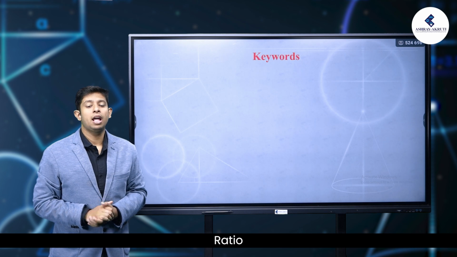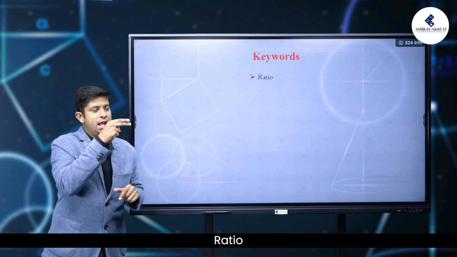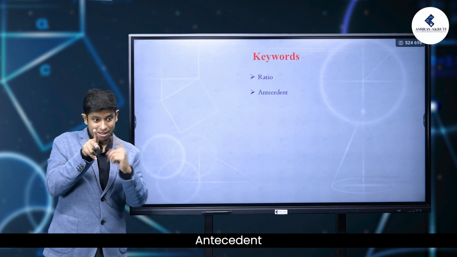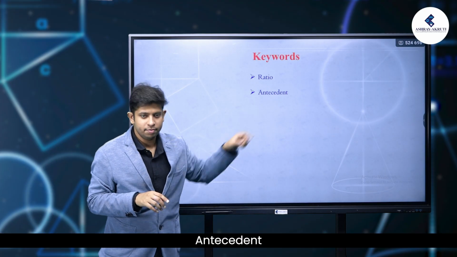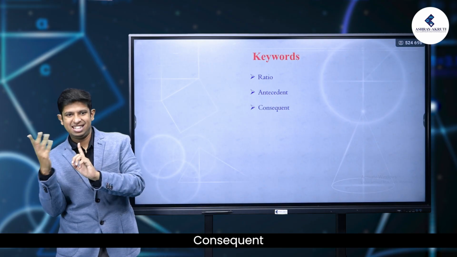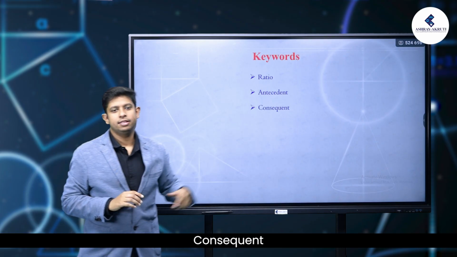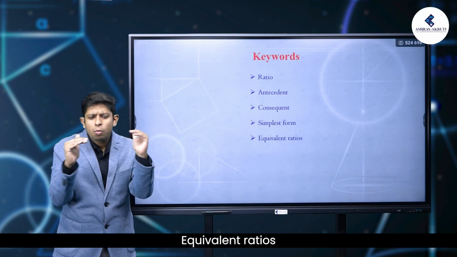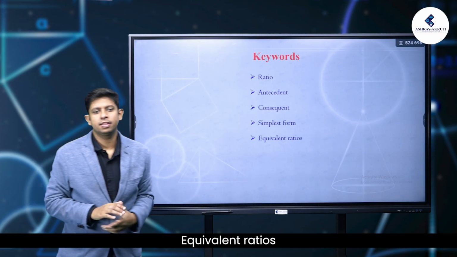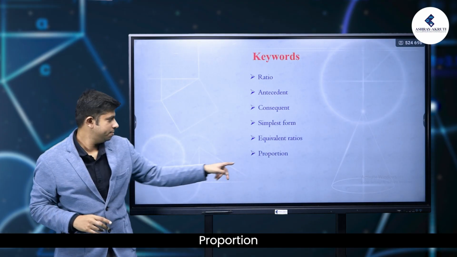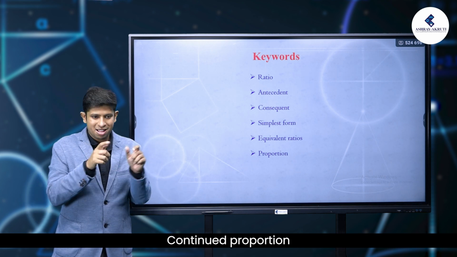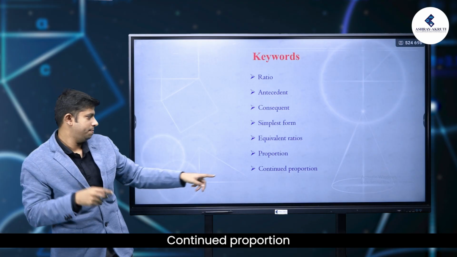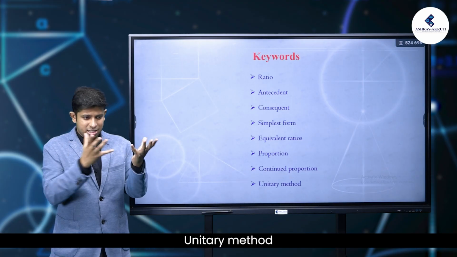Keywords from this lesson are ratio, antecedent, consequent, simplest form, equivalent ratios, proportion, continued proportion, unitary method.